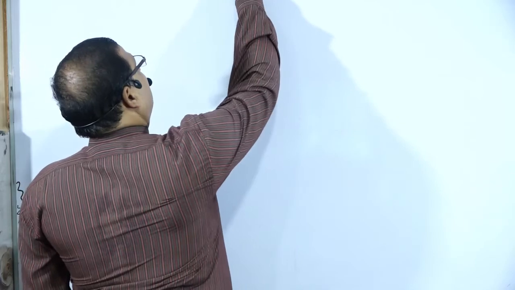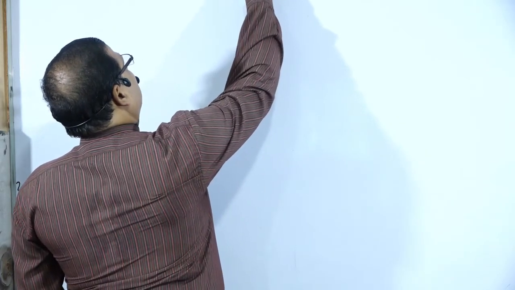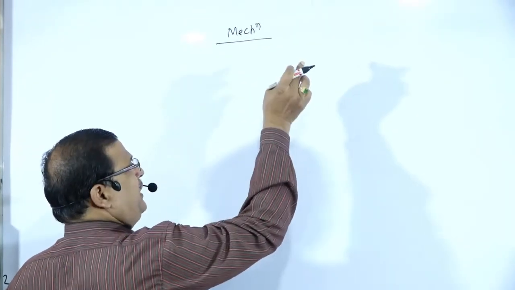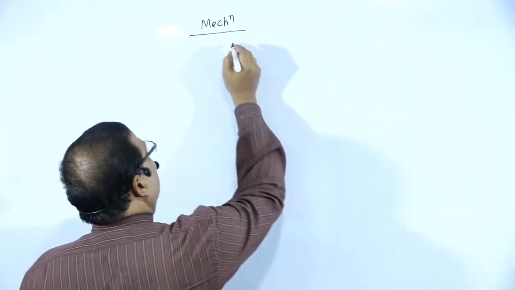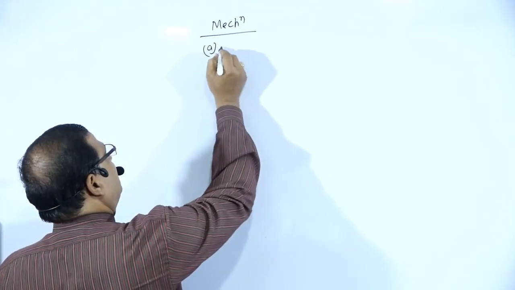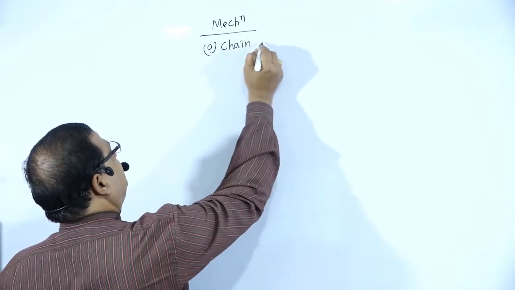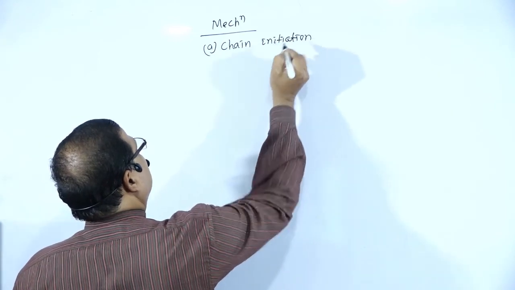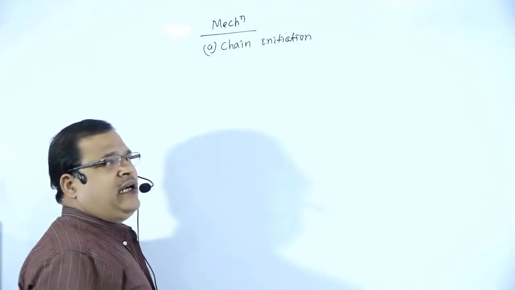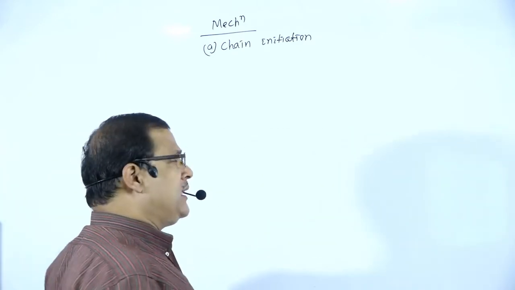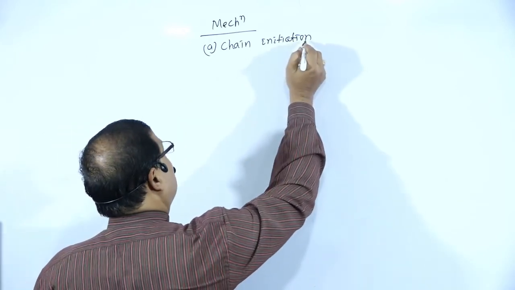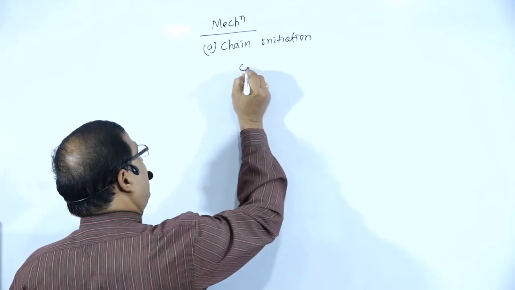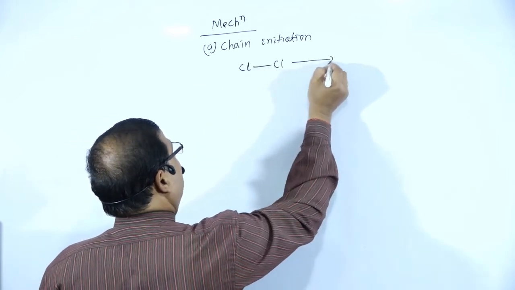Regarding the mechanism, CH4 combines with chlorine to form CH3Cl and HCl. The first step is chain initiation, the main starting of the reaction. Chain initiation is the generation of a free radical, not an electrophile, a free radical: Cl-Cl bond in the presence of sunlight.